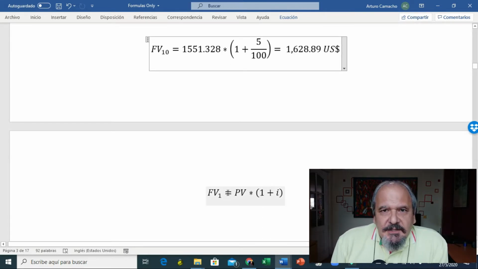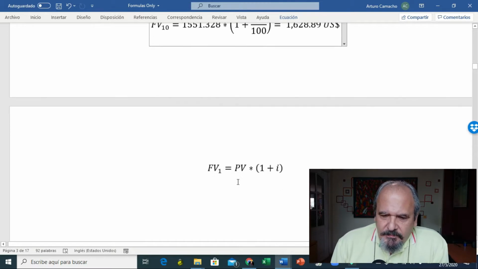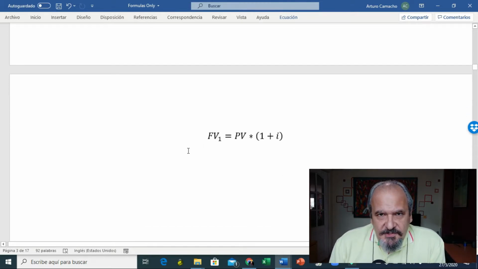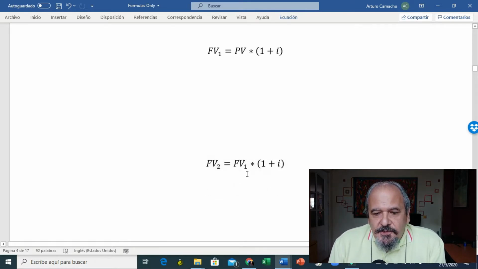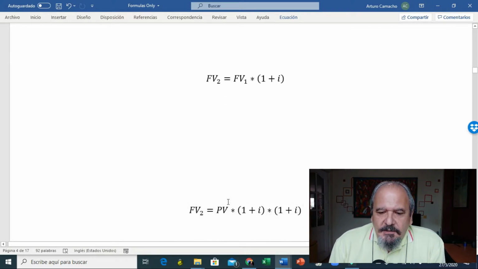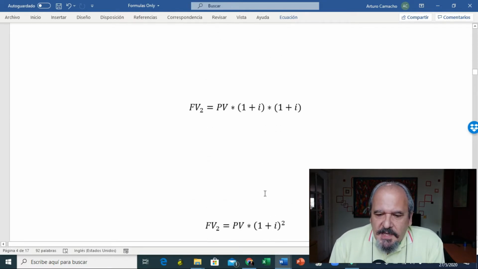Okay, so let's do this with letters instead of numbers. So we have the future value of our first year. It's our principal times 1 plus the interest rate after this first year. For the second year we need to use this future value of the first year as the principal, and we do again the calculation of 1 plus i. And this future value 1 is exactly this one over here, the principal times 1 plus i. So if we do that, we obtain the principal times 1 plus i times 1 plus i again. So it's 1 plus i squared.